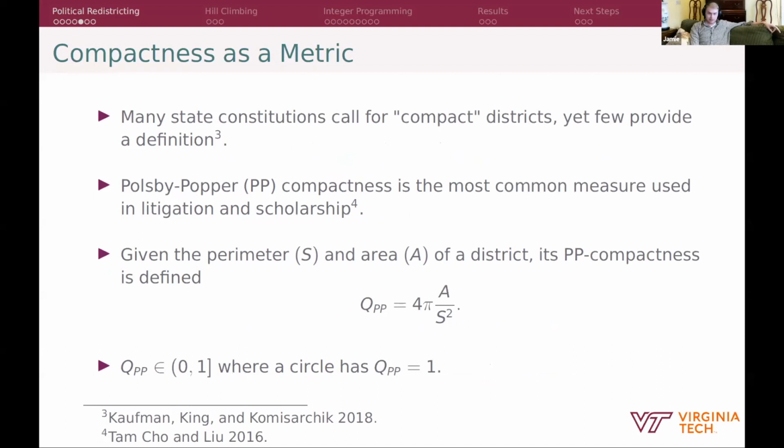So we have a couple metrics here. The first one I'm going to talk about is Polsby-Popper compactness. Compactness is something that a lot of states require in their constitutions for their districts, but there's not really a universal definition for it. Polsby-Popper is maybe the most common definition. Given the perimeter and the area of a district, its compactness is given by this equation here. We have perimeter squared over the area times 4 pi. So that's going to give a circle a perfectly compact score of 1, and that score varies between 0 and 1 in general.